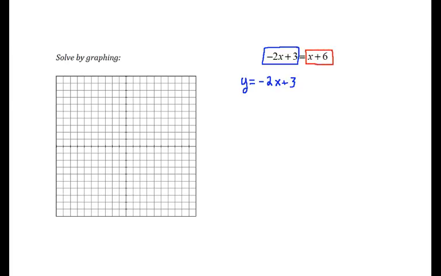So I'm bringing in the y equals part. I'm not doing any symbolic manipulation on the equation before starting this. I just want to consider each of these independently, draw them on the same grid, and look for that intersection point.